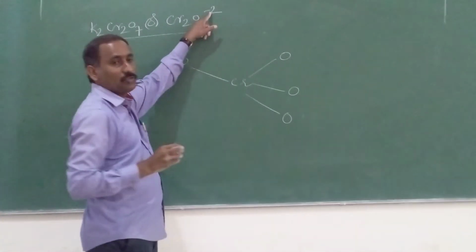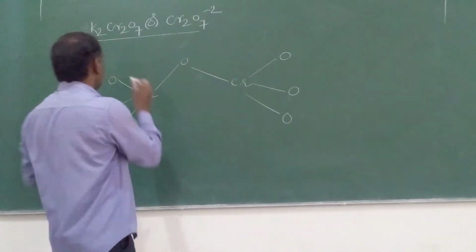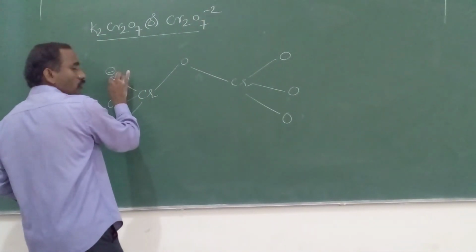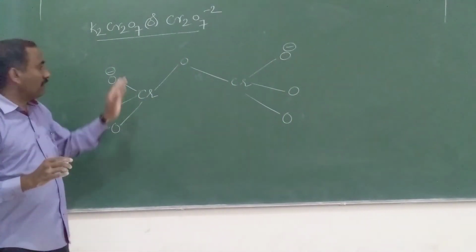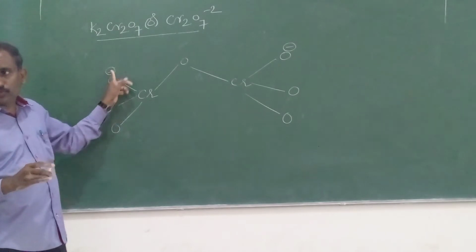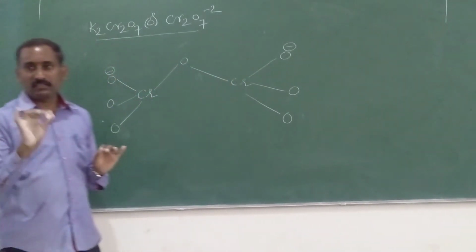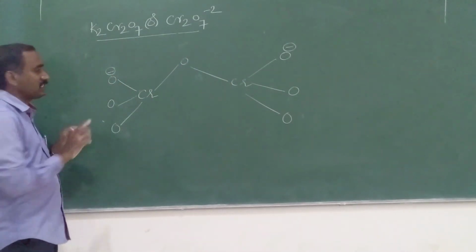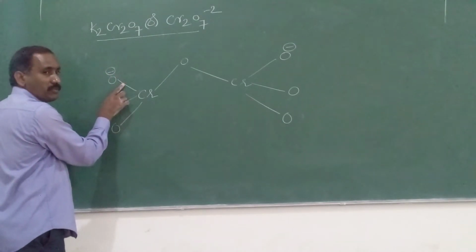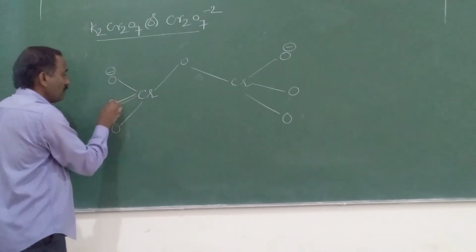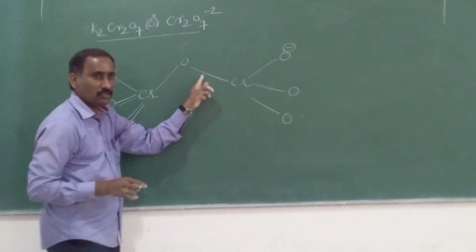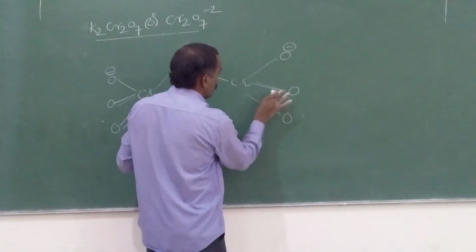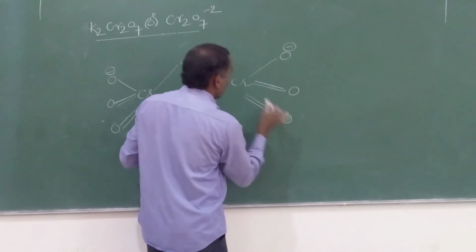Again, how many units of negative charge are there? 2 units of negative charge. So on the left hand side, on 1 oxygen, you have to put 1 unit of negative charge. Here also, on 1 oxygen put a negative charge. Coming to how to draw the structure: a charged oxygen always forms a single bond. A neutral oxygen always forms a double bond, that is, 2 bonds. Therefore, this is the structure.